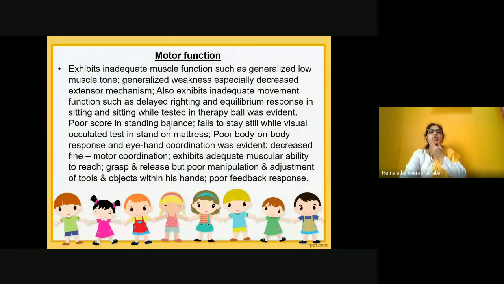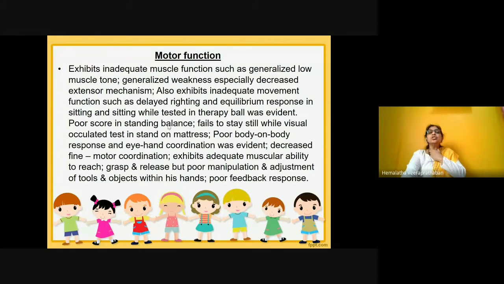And motor functions are, she exhibits inadequate muscle functions, not exactly from the neuromuscular aspect, but from the processing aspect. Poor proprioceptive mechanism. Afferent fibers are not working adequately. So this is how you generate clinical reasoning. Generalized weakness, especially decreased extensor mechanism, was evident, like decreased extensor tone. The extensors are more related to vestibular and flexors are more related to tactile, for your kind information.